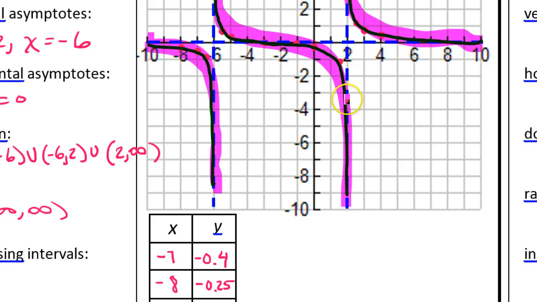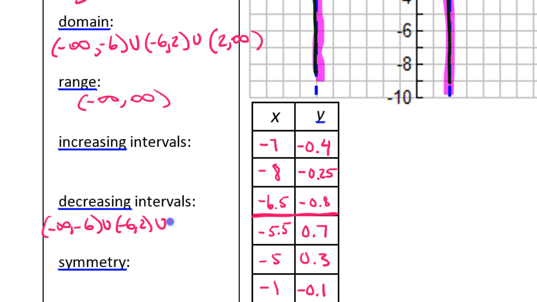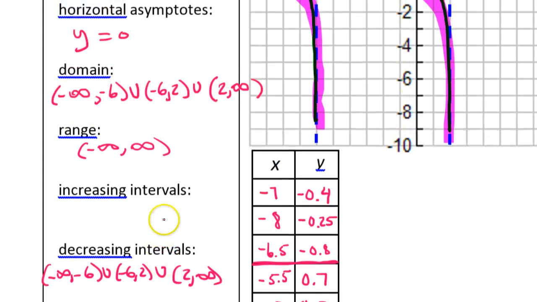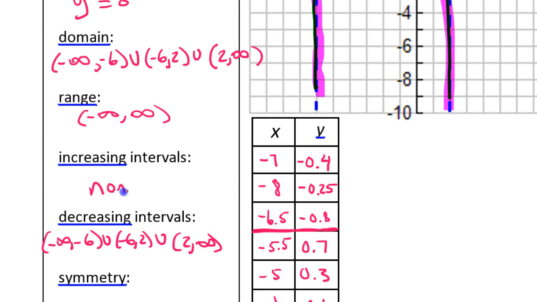Don't forget though, we still are skipping the asymptotes. So basically the domain and the decreasing intervals are going to be the same thing. It's going to be negative infinity to -6, union -6 to 2, union 2 to infinity. Basically the entire domain. There are no increasing intervals, so we'll just say none.